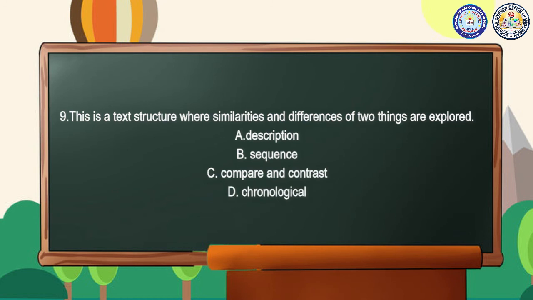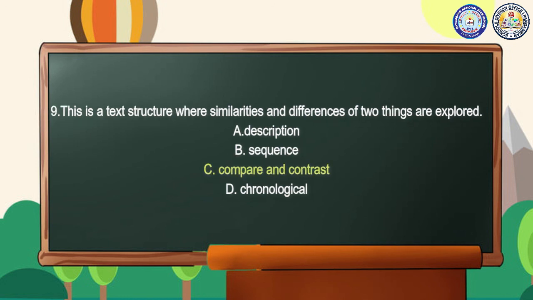This is a text structure where similarities and differences of two things are explored. A. Description. B. Sequence. C. Compare and contrast. D. Chronological. The answer is C. Compare and contrast.